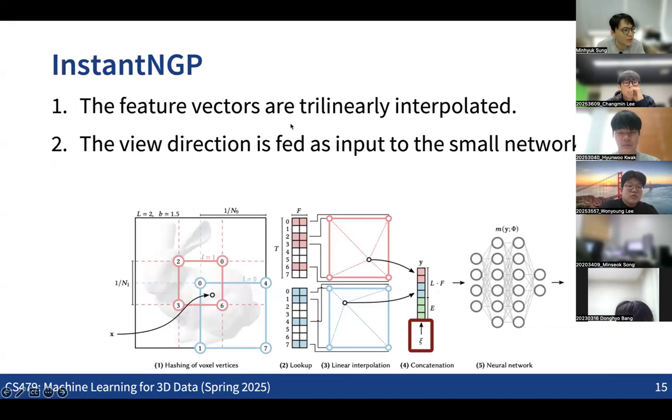So you can see that the feature vectors are linearly interpolated. Previously, we interpolated the opacity and the radiance directly, right? But now we interpolate the feature vectors, and then those are decoded with the very shallow network.